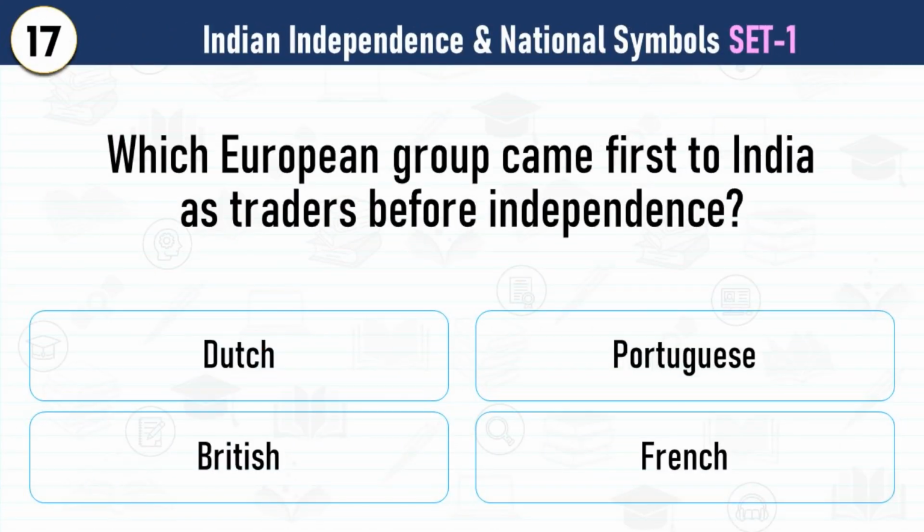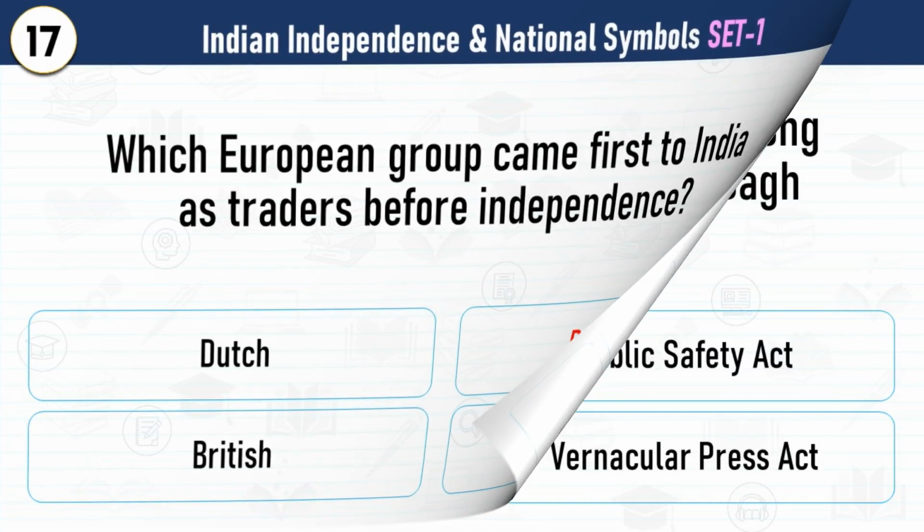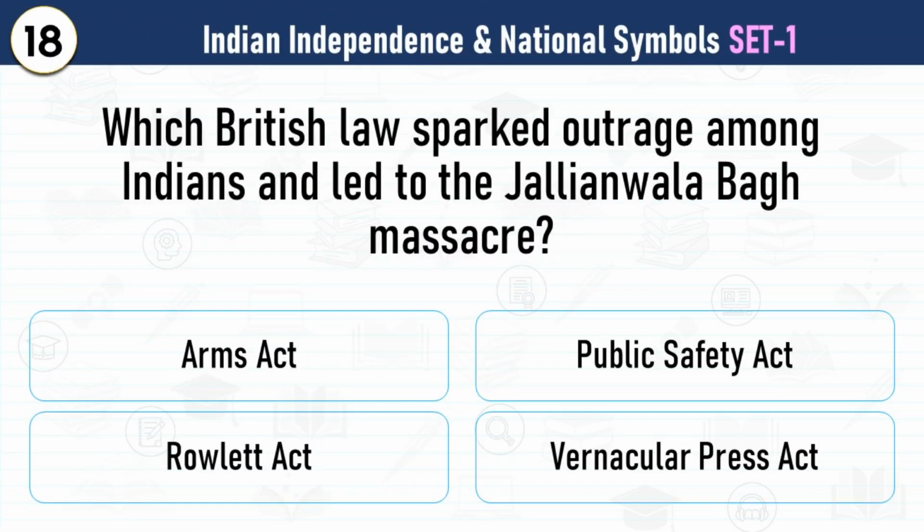Question number 17. Which European group came first to India as traders before independence? Correct answer is Portuguese. Among the European groups, they first came as traders to India before independence. Question number 18. Which British law sparked outrage among Indians and led to the Jallianwala Bagh massacre?